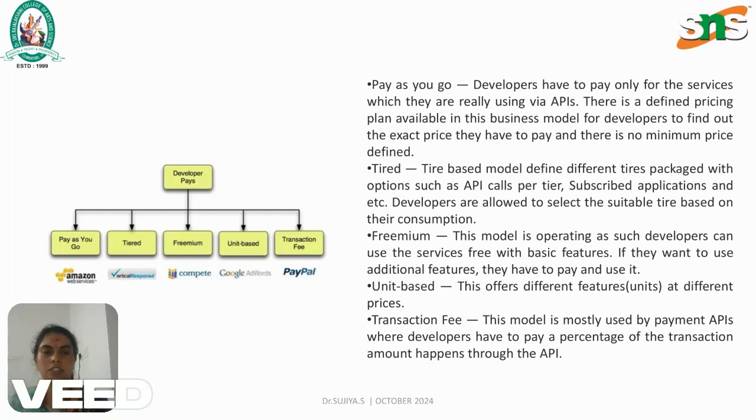Tiered is a tier-based model that defines different tier packages with options such as API calls per tier, subscribed applications, etc. Developers are allowed to select the suitable tier based on their consumption. Freemium: in this model, developers can use the services free with basic features. If they want to use additional features, they have to pay. Unit based offers different features at different prices. Transaction fee: this model is mostly used by payment APIs, where developers have to pay a percent of the transaction amount that happens through this API.